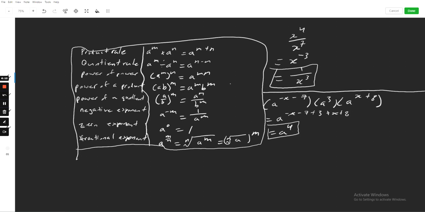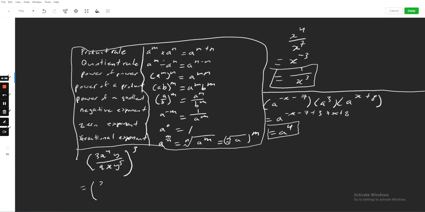And the last example is a bit of a tricky one. We have 3x to the power of 4 y over 9x y to the power of 5, all cubed. In order to solve this, first we could just simplify the inside. We have x to the power of 4 over x to the power of 1, because it's division, right? We use the quotient rule. It'll be x cubed.